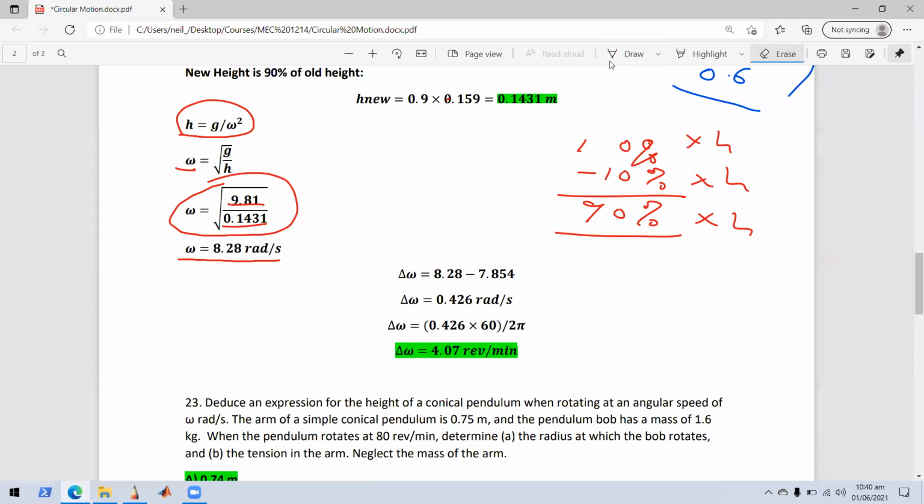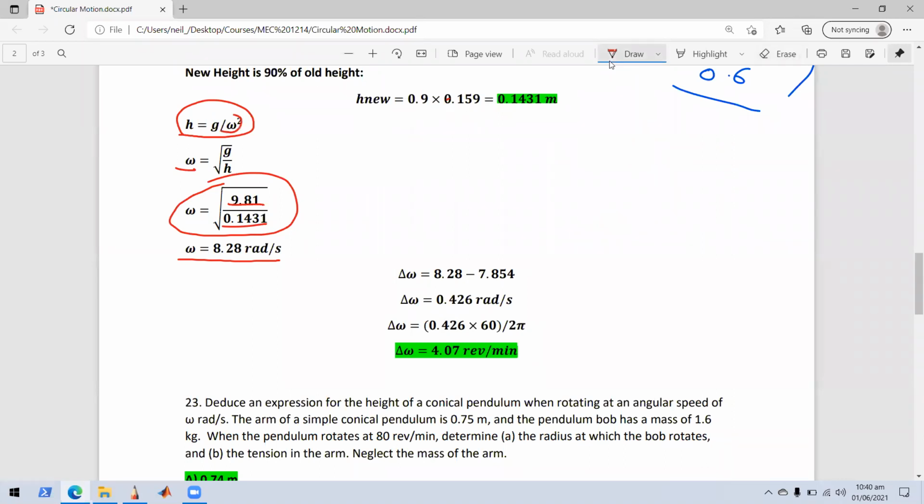You find 90% of h, and then you continue the problem finding the new speed, or the new omega, right? This W thing, you find the new omega. After you find the new omega, you subtract it from the old omega, because they want the increase in speed, and not the new speed, right? They want to know how much we need to increase it by. Well, you need to increase it by 4.07 revs per minute. And along the way, we multiply by 60 and divide by 2 pi, because we're converting from rads per second to revolutions per minute. Okay, good.